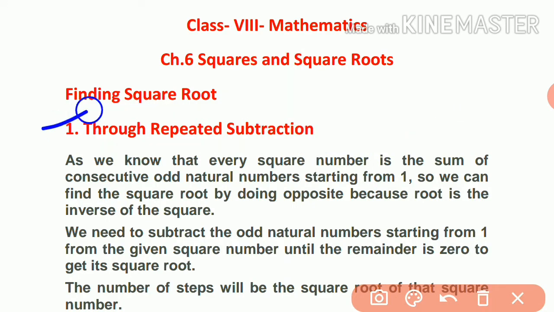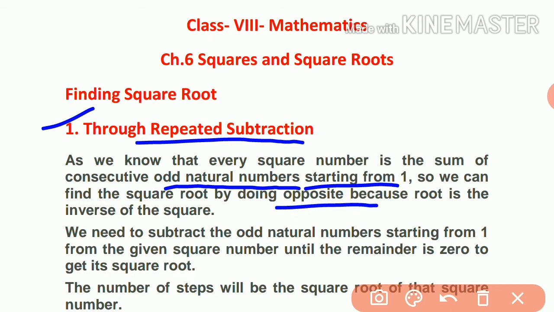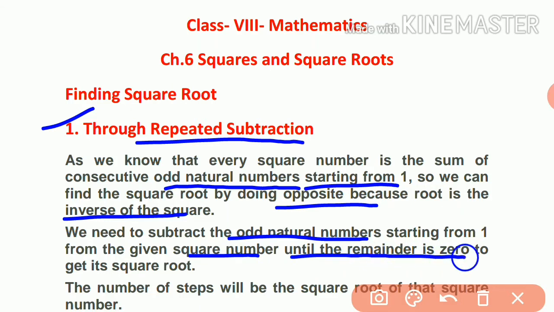Let's start with the first method, repeated subtraction. As we know, every square number is the sum of consecutive odd natural numbers starting from 1. So we can find the square root by doing the opposite, because root is the inverse of the square. We subtract the odd natural numbers starting from 1 from the given square number until the remainder is 0. The number of steps will be the square root of the given number.